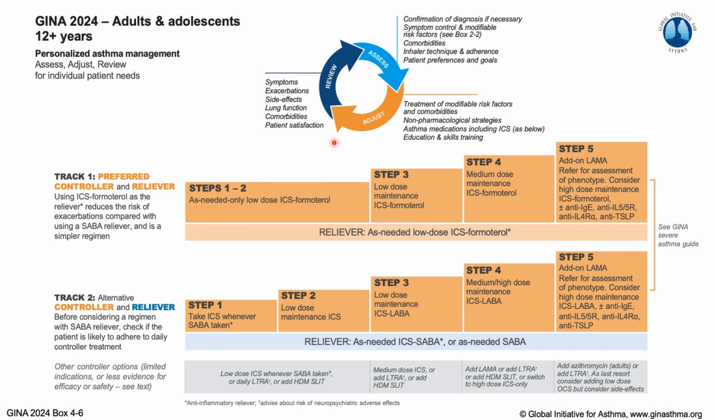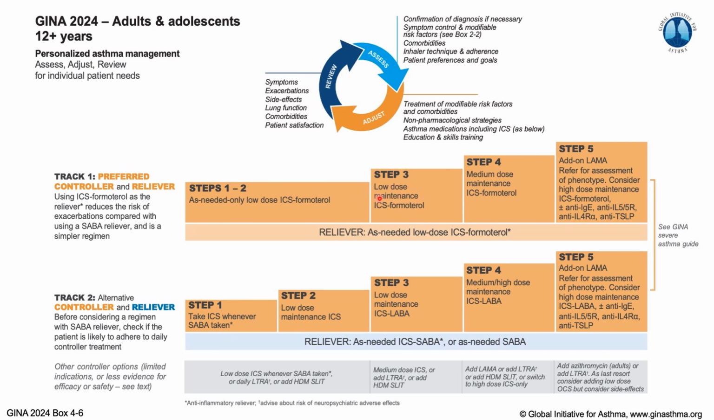So here we have 2 tracks, that is the preferred track and the alternative track. The preferred track is the track that we are going to use when, for example, there is no contraindication for the drugs or anything like that. So we have step 1, step 2, step 3, step 4, step 5. We have mentioned before according to GINA and NEP, and if you have not understood, you can go back and check them. So step 1 and 2 need only low dose ICS-formoterol. Formoterol is a LABA. So as needed, you just don't have to use it or maintain it each and every day, but you use it as needed.